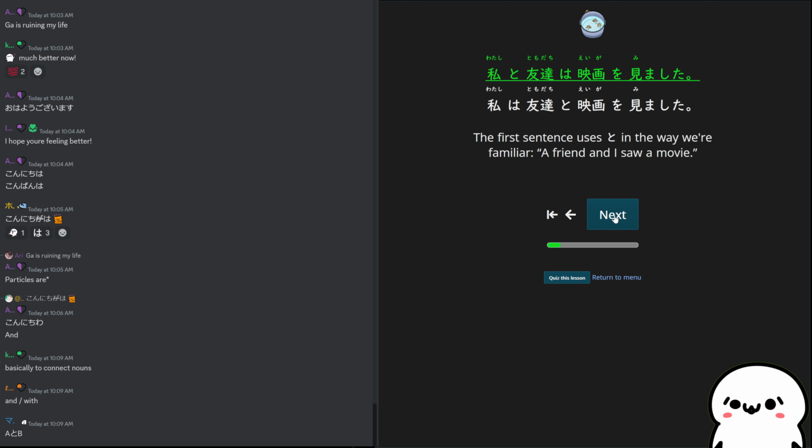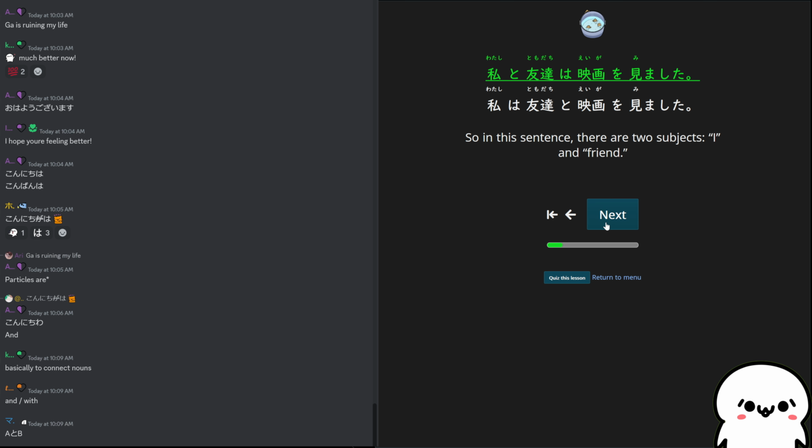If you want to step back and look at it in a different way, watashi to tomodachi, that's acting as a single unit. It's a single unit being marked as the topic of the sentence. Watashi to tomodachi wa eiga o mimashita. And this is the same usage that if we were to say something like eiga to terebi o mimashita. I watched a movie and TV. So this is not new. This is what we've done already.